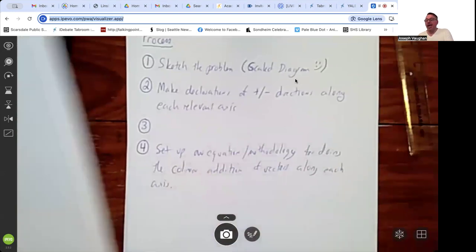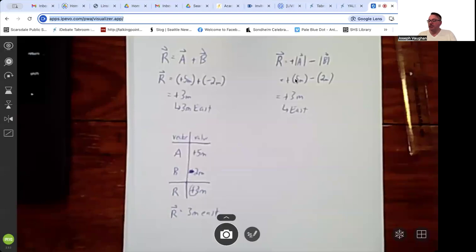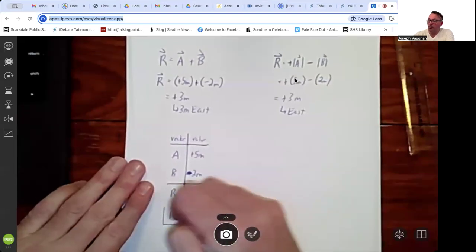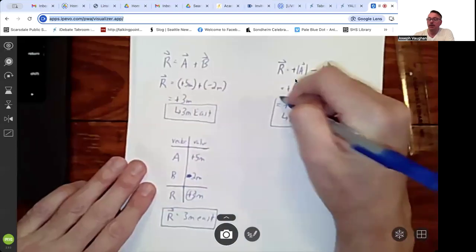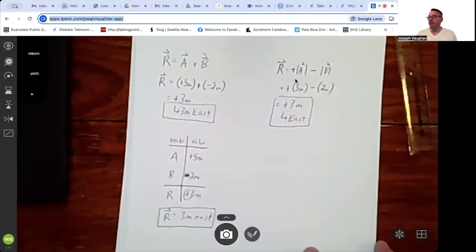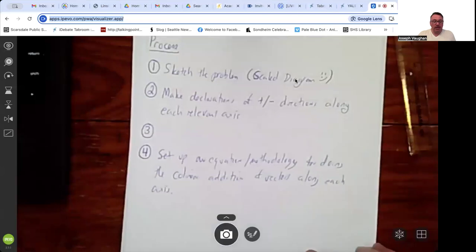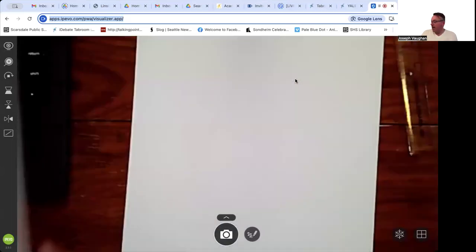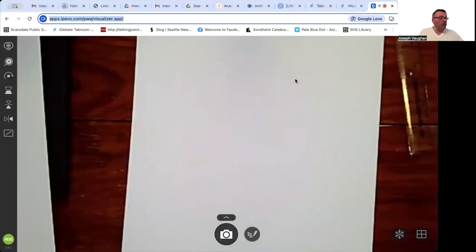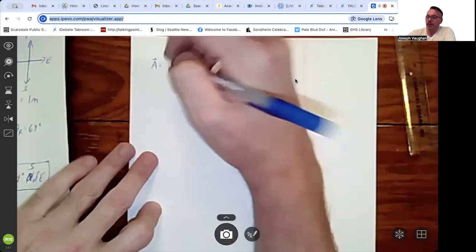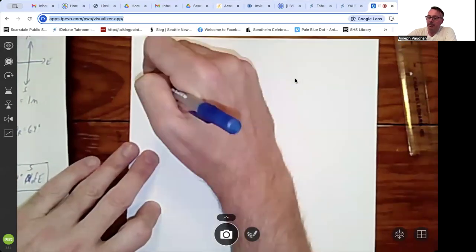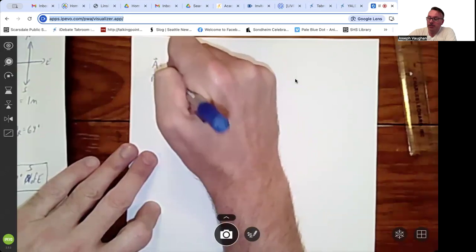But we're always going to end with an answer with appropriate, explicitly stated directionality. Okay, cool. Let's go to the next problem, and then we're going to see how this gets a little bit more interesting. And so that is, now I've got A is equal to 5 meters east, and B is equal to 10 meters south.